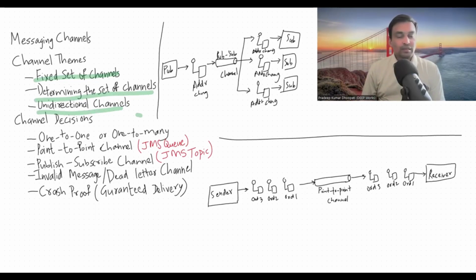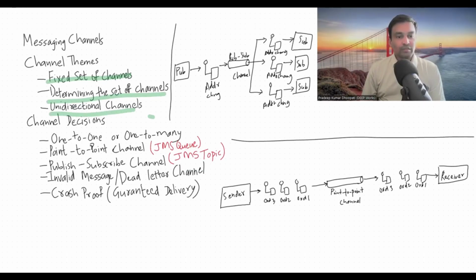And the next topic I would like to discuss is the channel decisions. So, how do we decide which kind of channel to use? For example, should we use a one-to-one channel or a one-to-many channel? When I say one-to-one channel, it's a point-to-point channel, which is essentially a JMS queue. And if we choose one-to-many, then it's a publish-subscribe channel, which is essentially a JMS topic.